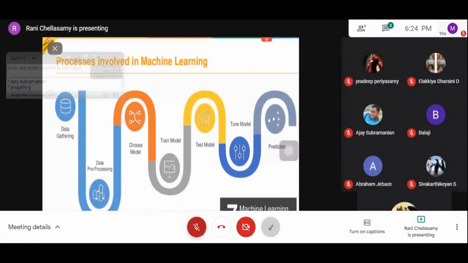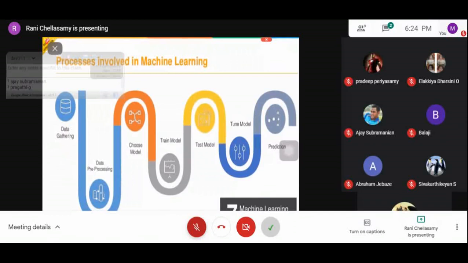And choosing the model is nothing but choosing which algorithm to apply. Whether the problem may be a classification problem, or it may be a clustering problem, like that. So based on that problem, you have to apply the corresponding algorithm to it. So that is what choosing the model is.